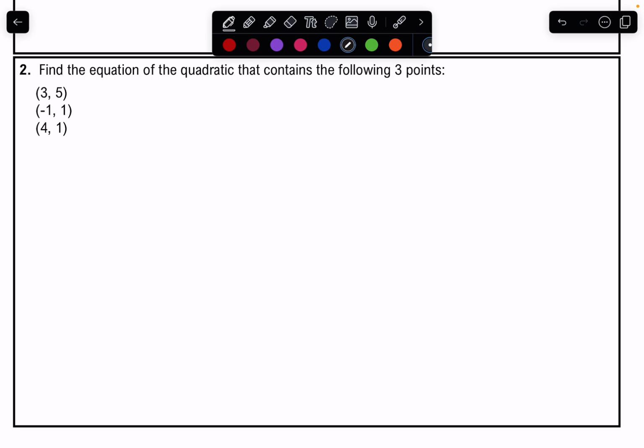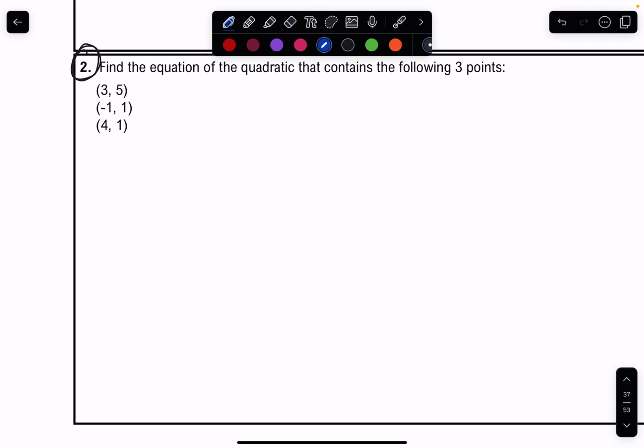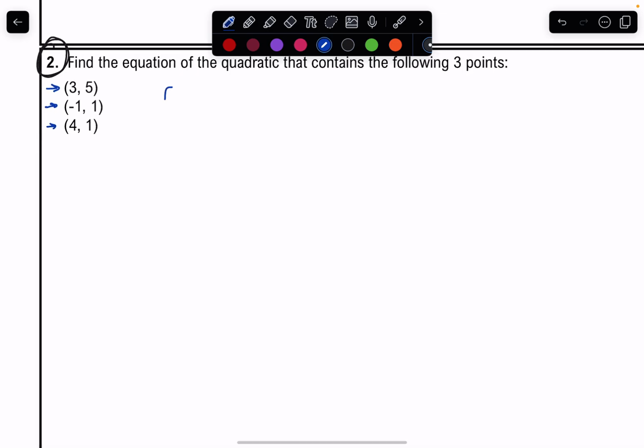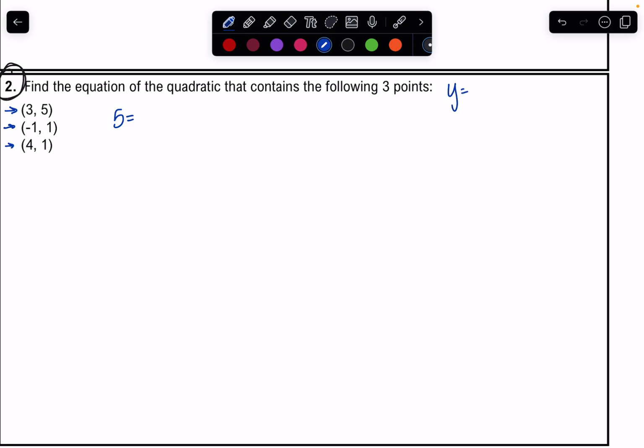Okay, so what if we look at number 2 here? You'll notice that number 2, I do not have a y-intercept. I don't have a 0, unfortunately. So what this one is going to do is going to make us go the old-fashioned way, the longer way. So I still want to plug in all 3 of my ordered pairs here. So let's do the first one. I get 5 equals, and if we need to write down the standard form, we can. Ax squared plus bx plus c.